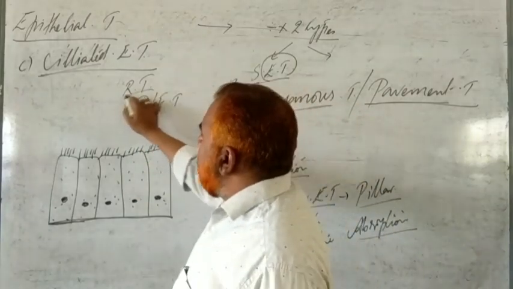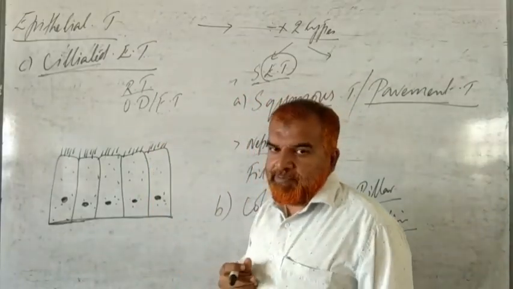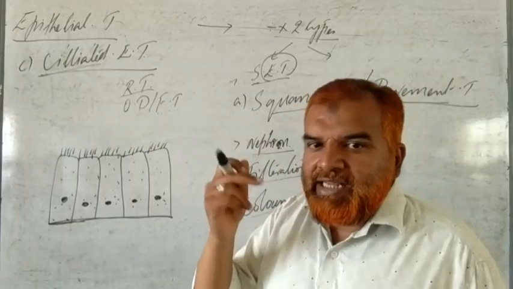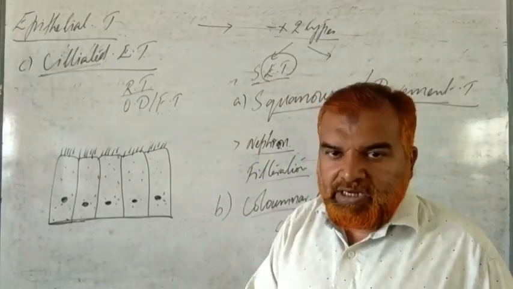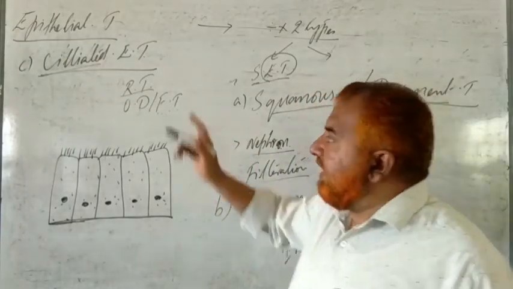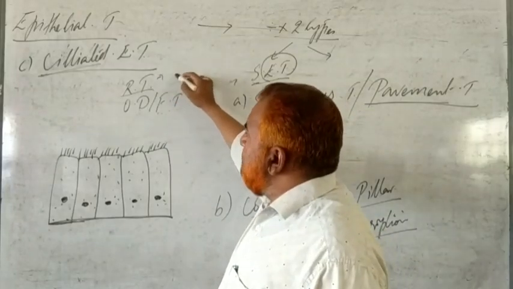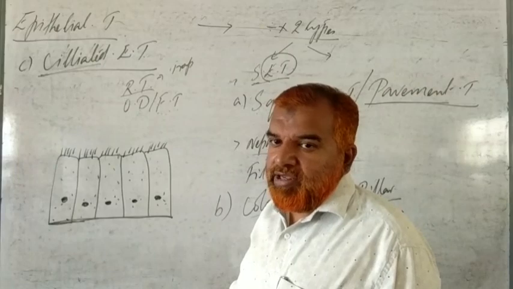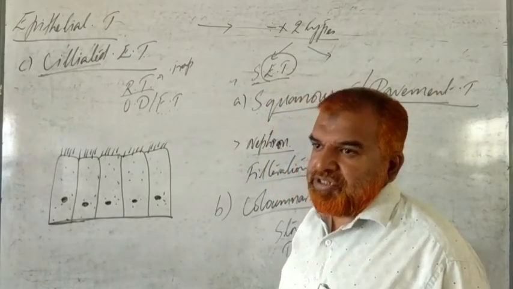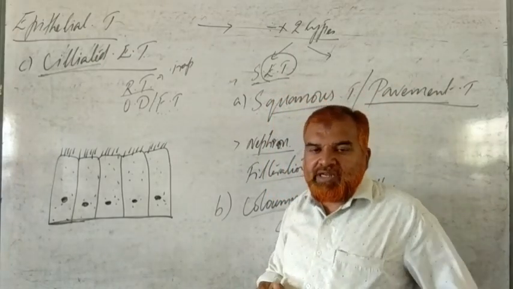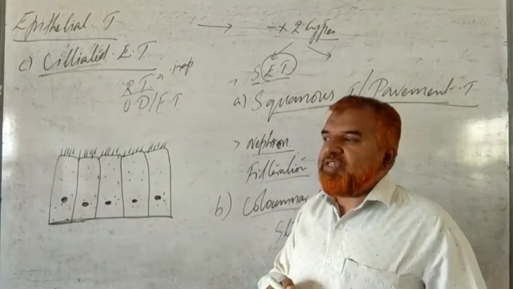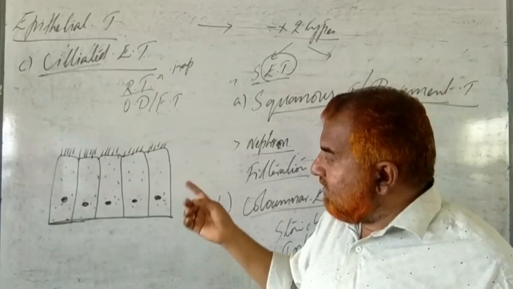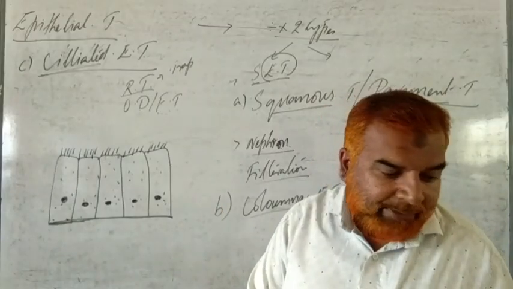In the respiratory tract also, pharynx leads to nasopharynx, leads to larynx, and larynx leads to lungs. In the respiratory tract, again this tissue is present. Here the function is to trap the dust particles and microorganisms, thereby it helps in the defense mechanism. That's why it is known as ciliated epithelial tissue.